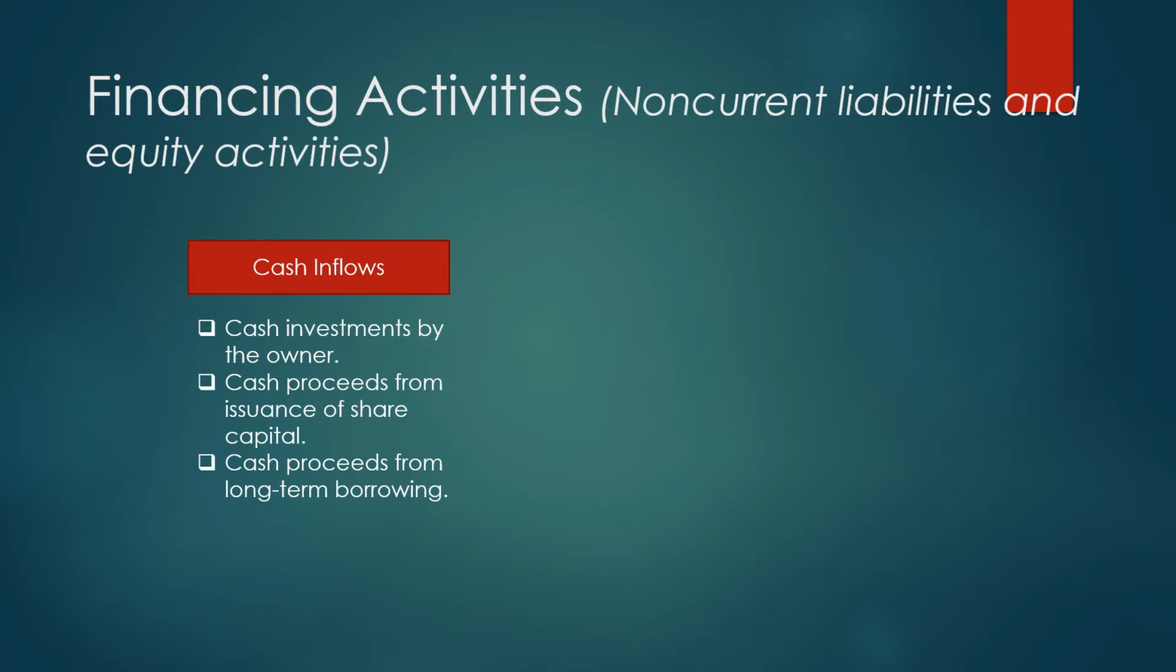So, again, cash proceeds from issuance of share capital is a financing activity. And also, it can be found in your equity section. So, it's not confusing. Lastly, cash proceeds from long-term borrowing. You borrowed from the bank, the bank gave you money, that is an inflow and a financing activity. And normally, liabilities to the bank are non-current liabilities because they are payable in 2, 3, 5 years' time.